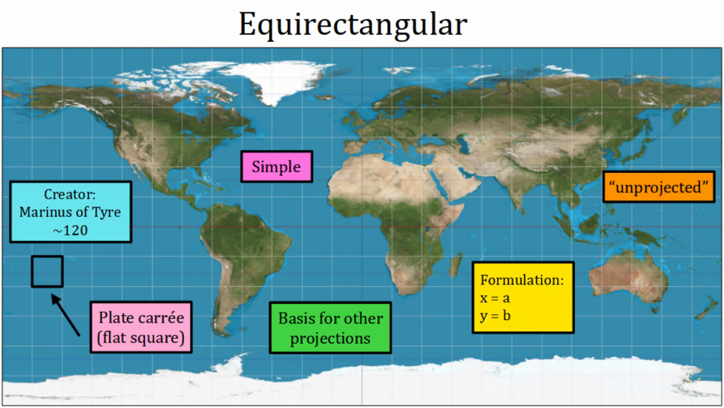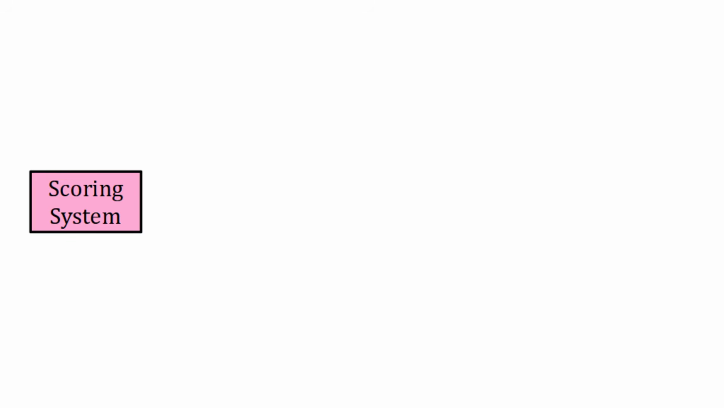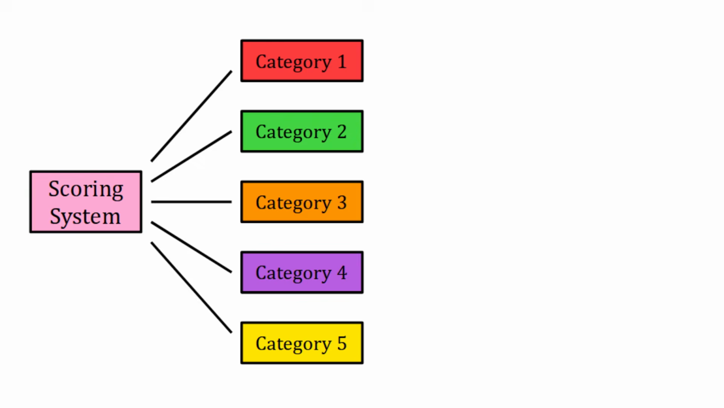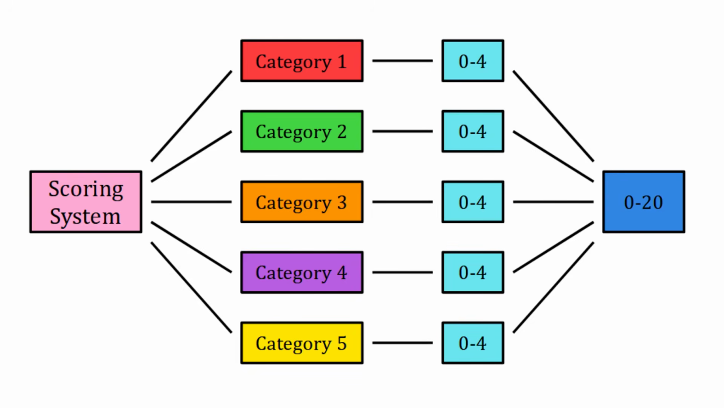Why would you want to modify it though? Well, although it does have many advantages, it also has many disadvantages. Depending on the circumstances, these can be deal breakers. To help explain these, I've created a scoring system for each map projection. There are 5 categories, and they each have scores from 0 to 4 that are added together to get a final score. But this final score isn't as important as the individual categories, so don't take it that seriously.